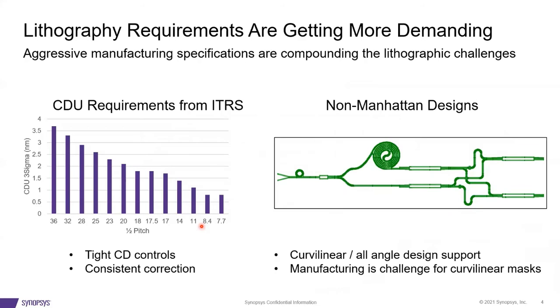The lithography challenges are compounded by the manufacturing requirements that have added support for curvilinear designs, and where CD control gets tighter with each new technology node, making correction consistency even more important. The CDU and other requirements in the industry are scaling down as the device nodes shrink, demanding tighter CD and mask consistency. For advanced curvilinear designs, such as photonics, although they may have larger feature widths, the accuracy demands are just as tight, as the device performance depends on precise control of light within the complex structures.